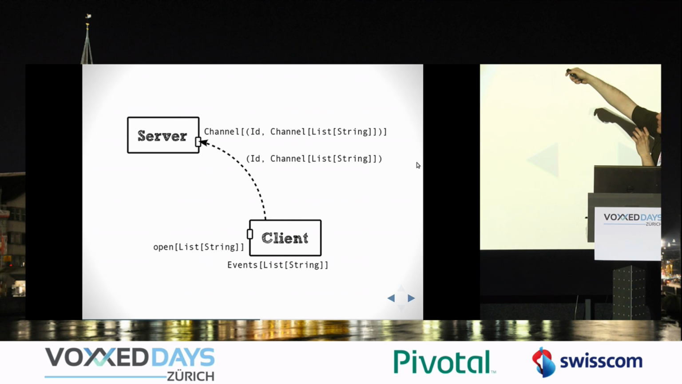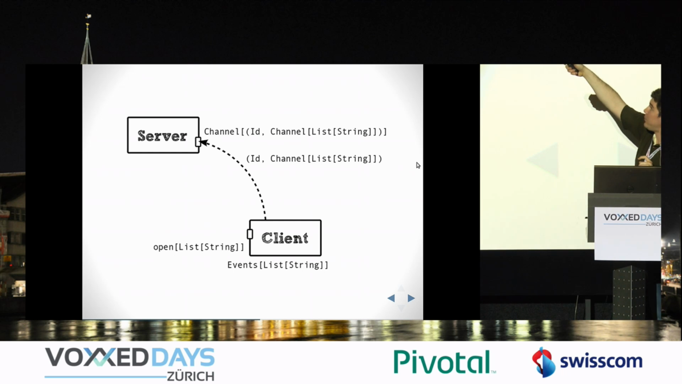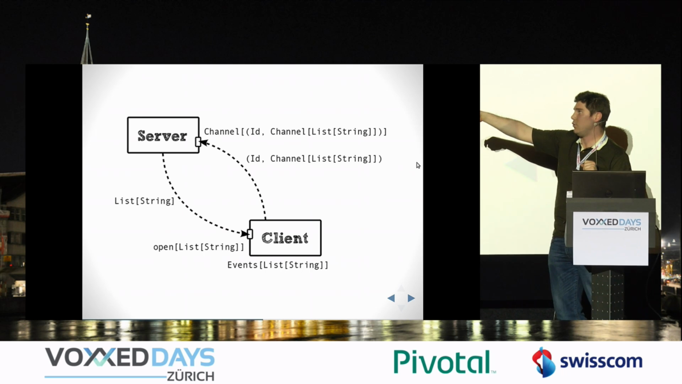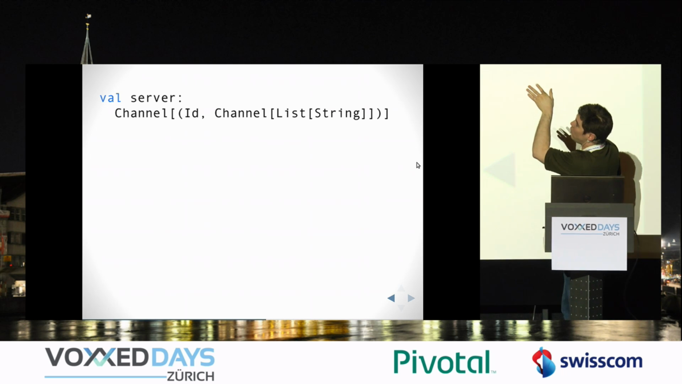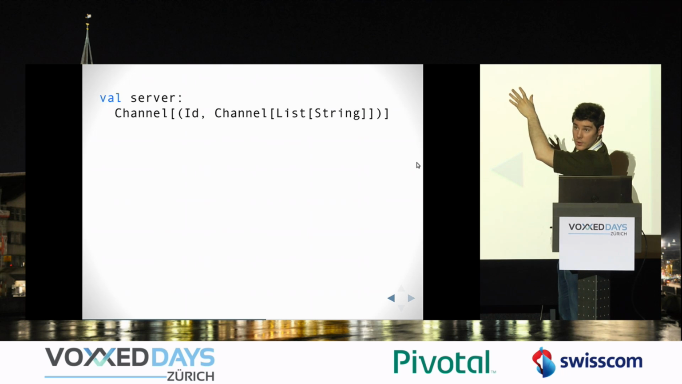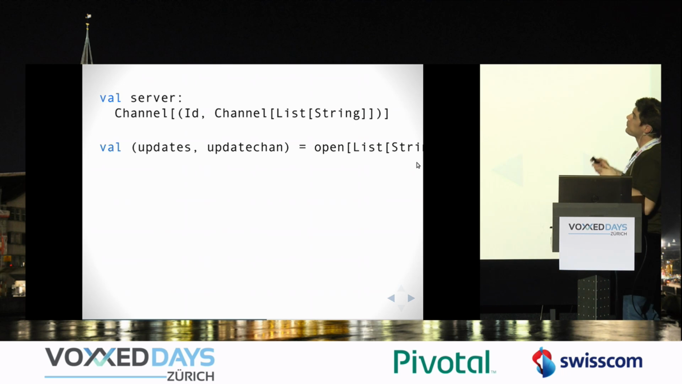And that means that the server needs to have some kind of a well-advertised, well-known channel, which takes tuples of the document ID and the channel on which you can send its replies back. And then it will basically look up the document and send it back. So the way this looks in code, you have some kind of a well-known channel, which is the server, which is something that everybody knows about.